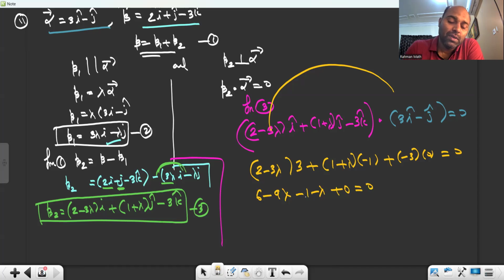So here 6 minus 1 is what? 5. 5 equal to 10 lambda. Lambda equal to 1 by 2. See, lambda we got as 1 by 2. If you are doing the other question, the 12th question, lambda equal to minus 1 by 5 or something you will get. That you have to do as homework.